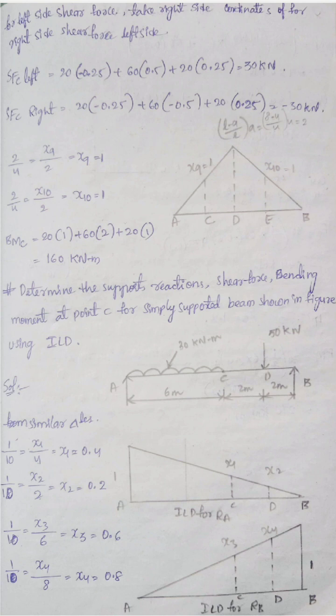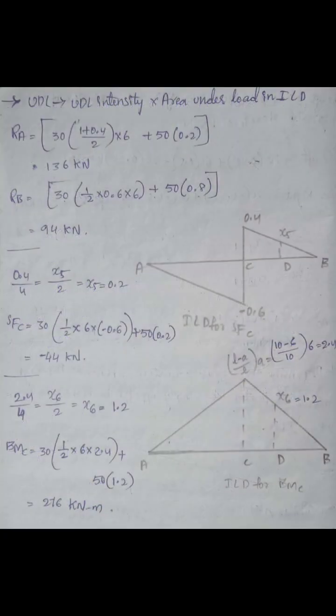So first of all, we need to draw the influence line diagram for RA and RB. Then we need to find the ordinates under those point loads. So here from similar triangles we can find the x1, x2, x3 and x4 values: 0.4, 0.2, 0.6 and 0.8, same as the previous problem.